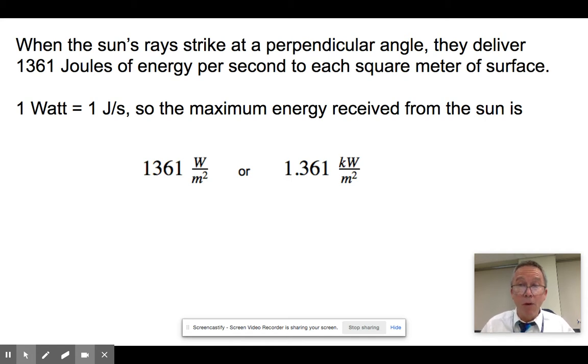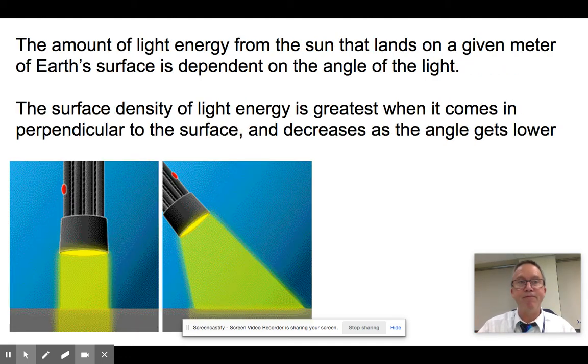Now, when we have energy flowing and it comes in a certain rate, the way we measure the rate at which energy is transferred between objects is in a unit called watts. 1 watt is equal to 1 joule of energy transferred per second. So since the sun is transferring 1,361 joules per second to every square meter, we could say that the solar constant, therefore, is 1,361 watts per square meter. Or if we prefer, 1.361 kilowatts per square meter. That's the maximum the sun can deliver to Earth's surface. But depending on where you are, it's going to deliver less than that.